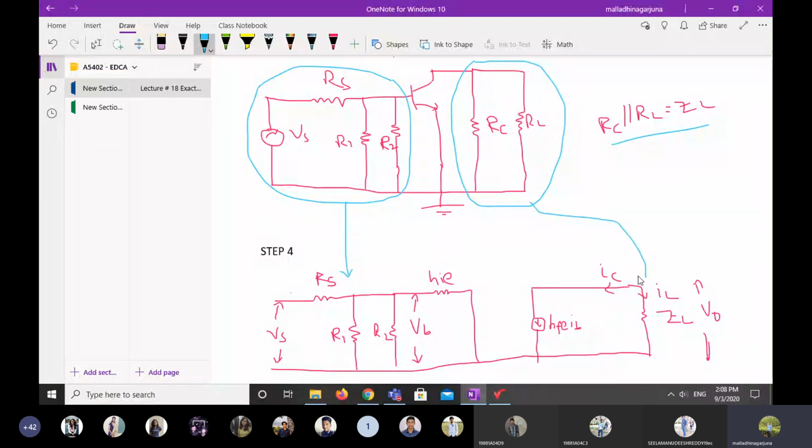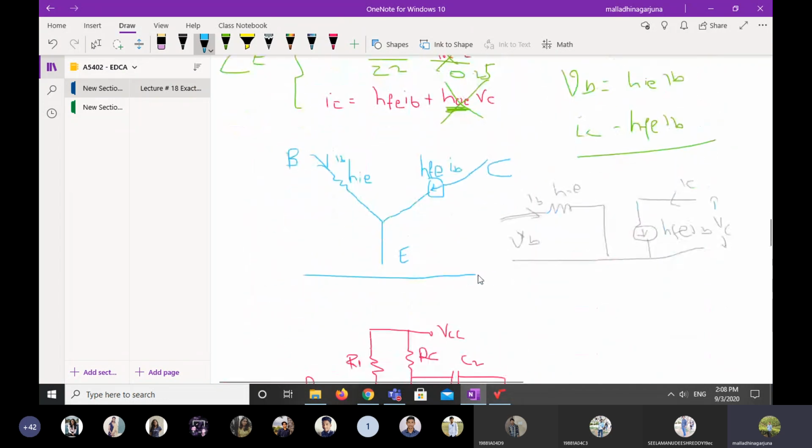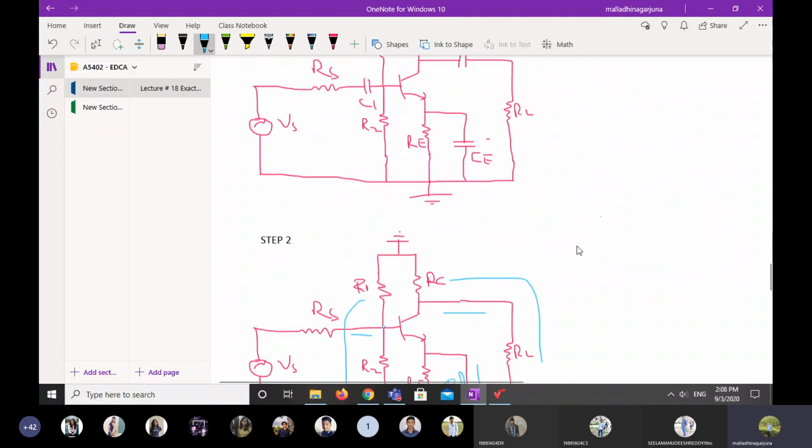RC parallel to RL, I'm just replacing with ZL. So in the place of the transistor, I replaced it with its H parameter model. This H parameter model is a simplified model. For the simplified H parameter model, this is the circuit here. So in the place of the transistor, we just place this circuit here.